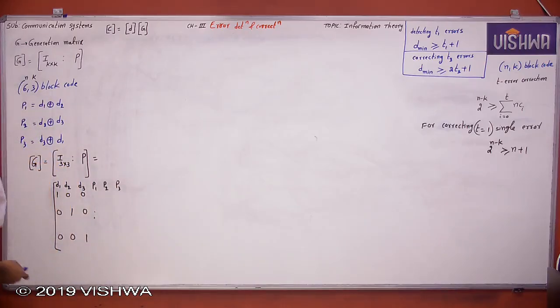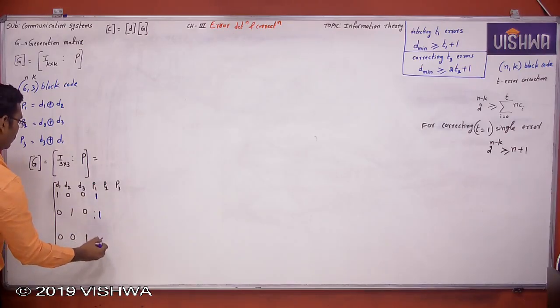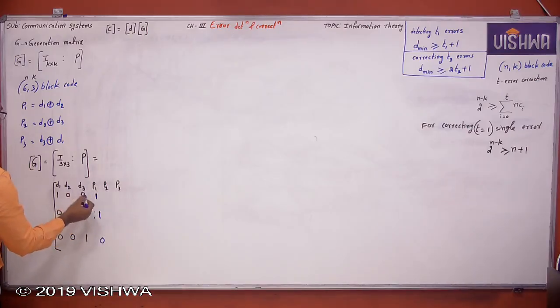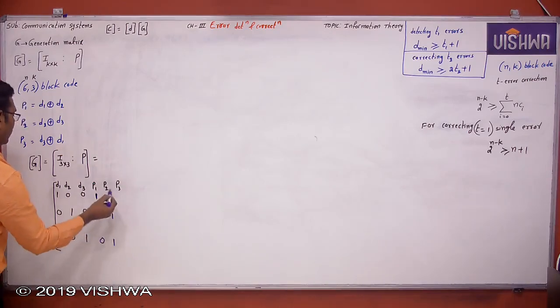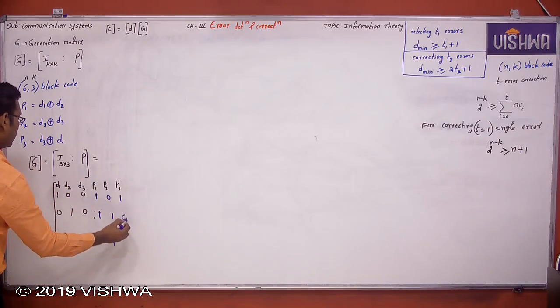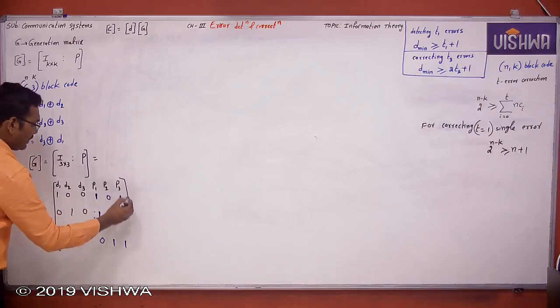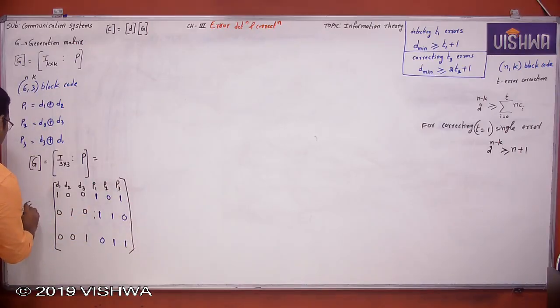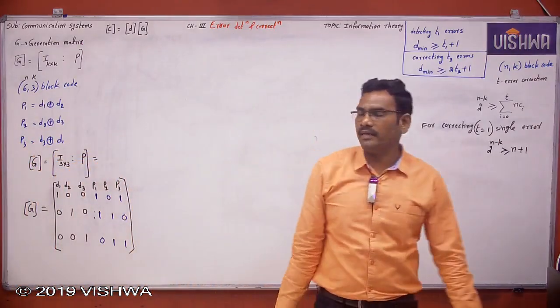Now P1 is nothing but, as already given, D1 exclusive OR D2, which gives 1, 0, 1, 0, 1, 1, 0, 0, 0. Now P2 is D2 exclusive OR D3, which gives 0, 0, 1, 1. P3 is D3 exclusive OR D1, which gives 1, 0, 1. Now this is the generation matrix for the given parity equations.